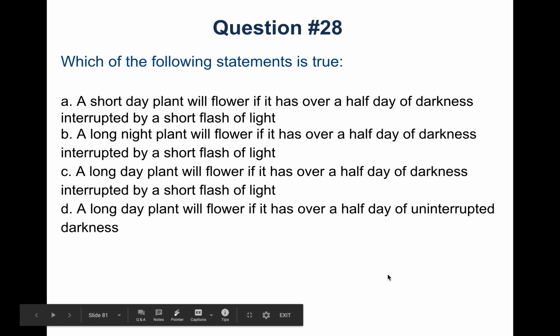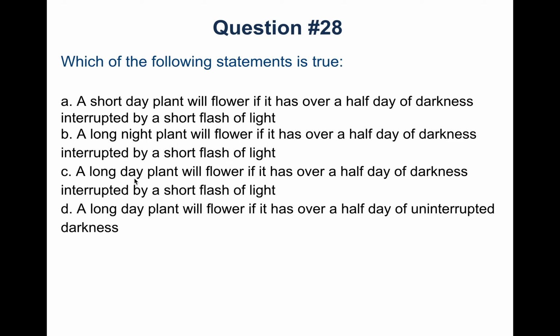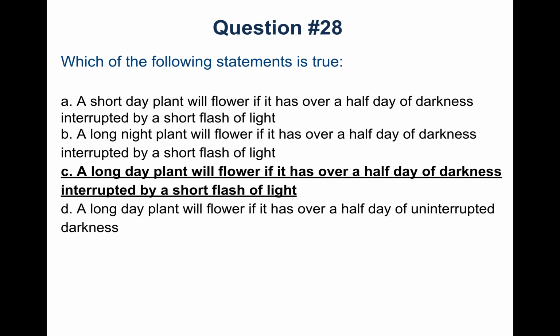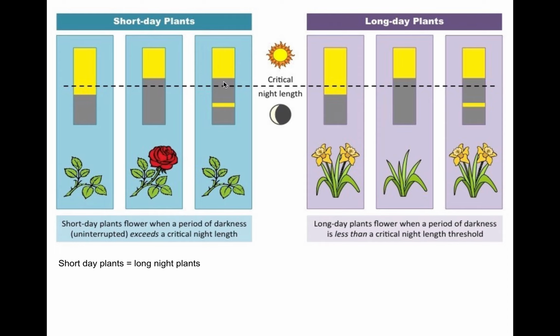Okay, which of the following statements is true? This has to do with short day and long day plants. And this is actually pretty straightforward if you just know the background of short day and long day plants. A long day plant will flower if it has over a half day of darkness interrupted by a short flash of light. So here's the difference. There is a critical night length.